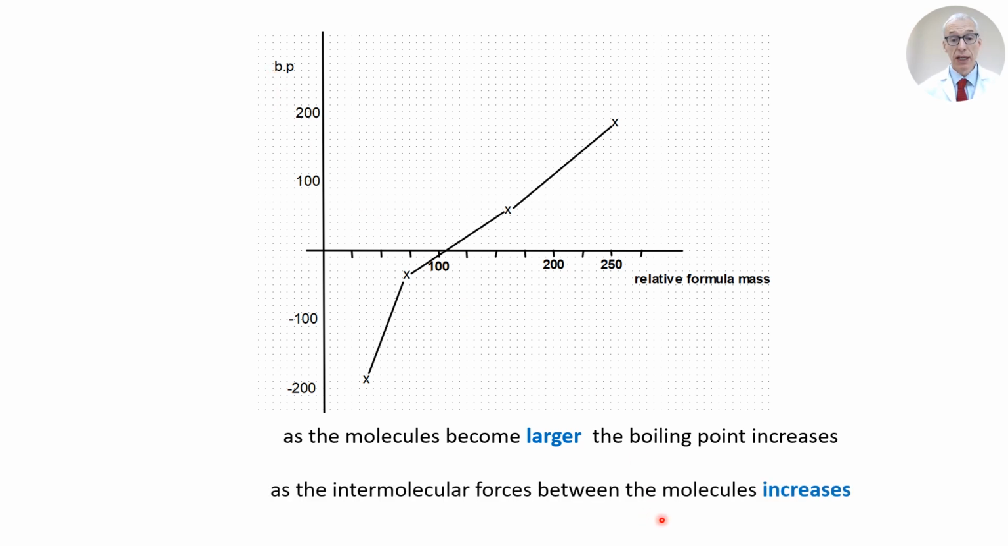That must mean that the intermolecular forces between the molecules increase. So this is the principle to take away. As the relative formula mass increases, the intermolecular forces increase. That means the boiling points increase because more energy is required to overcome the stronger intermolecular forces for larger molecules, and less energy is needed to overcome the intermolecular forces for smaller molecules.